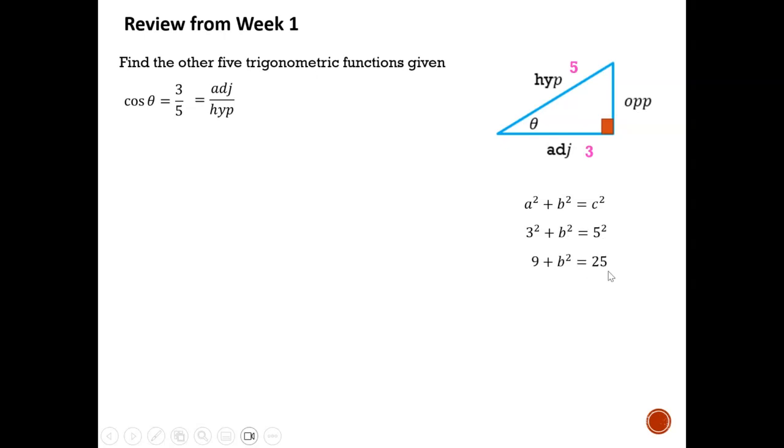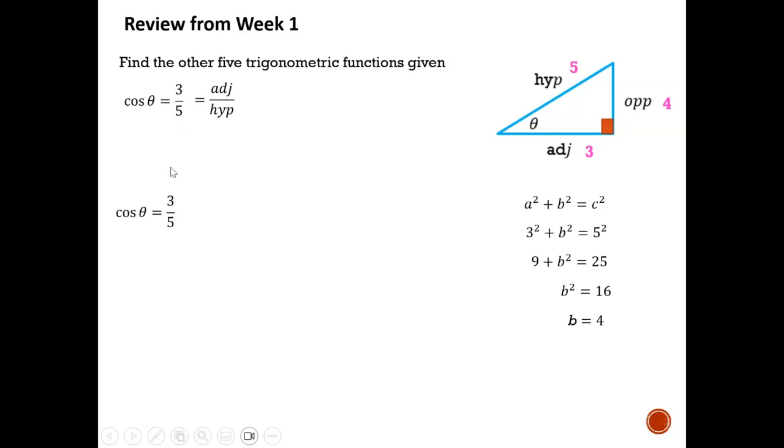We get 9 plus b squared equals 25. If we subtract both sides by 9, it's going to give us 16. So b squared equals 16, so b equals 4, because we take the square root of both sides. So I know the opposite is going to be 4. Now I can find the other 5 trig functions.